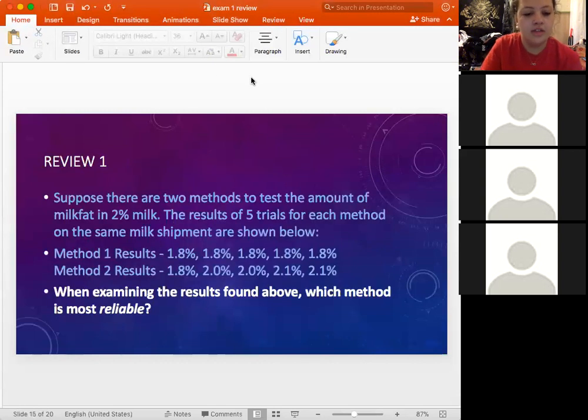All right, so let's do some review questions here. Suppose there are two methods to test the amount of milk fat in 2% milk. The results of five trials for each method on the same milk shipment are shown below. When you look at these results from method 1 and 2, which one do you think is the most reliable? Go ahead and type your answer in the chat box, and then we will review it together.